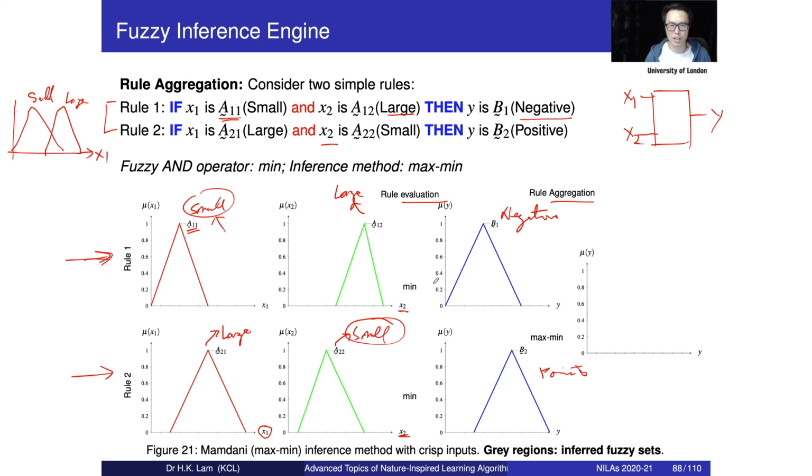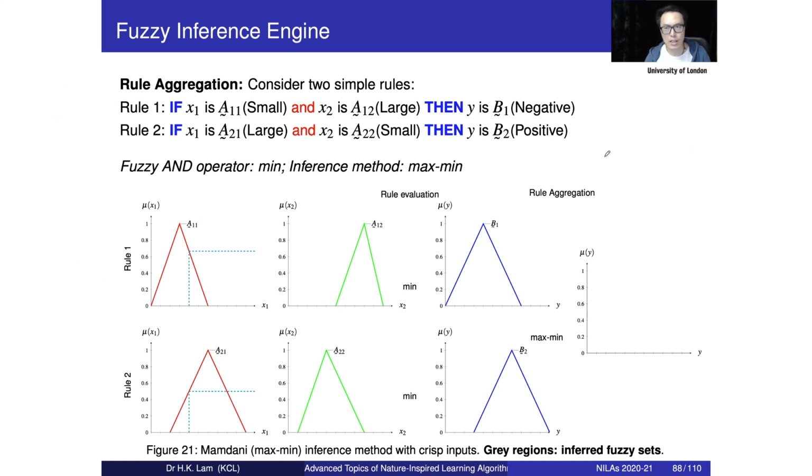According to my design, I have two membership functions for y in rule 1 and rule 2. Now, to handle the AND operator, I use min. That means I use the minimum operator to deal with the membership grades given by x1 and x2 for these two fuzzy sets. And then the inference method, we call this max-min. I'm going to explain this later.